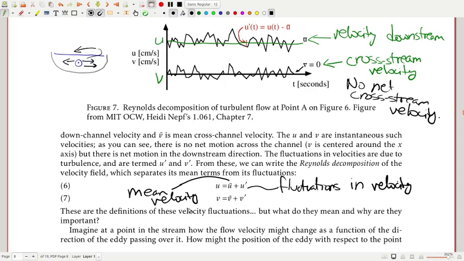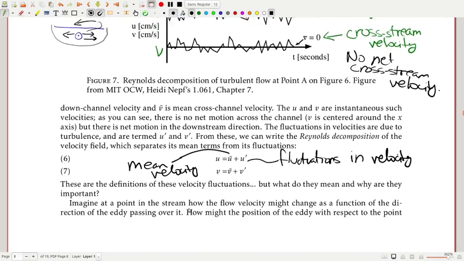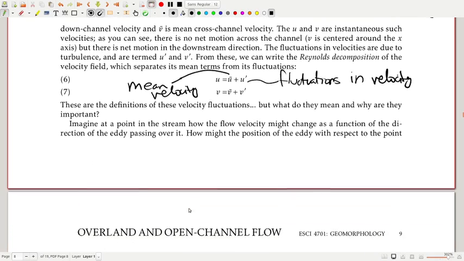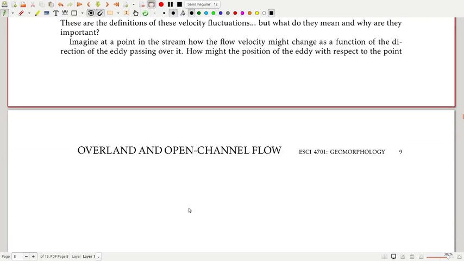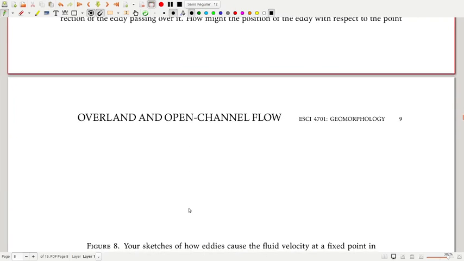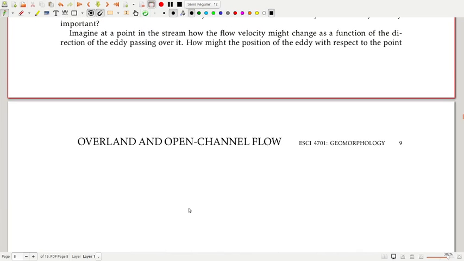So what are these? Why are they important? These velocity fluctuations are describing how flow at a single point in the channel might vary through time. And they're important because they're actually mixing the flow and imparting momentum to particles inside of it. And so let's just do a quick thought experiment and imagine how these velocity fluctuations might relate back to turbulence.